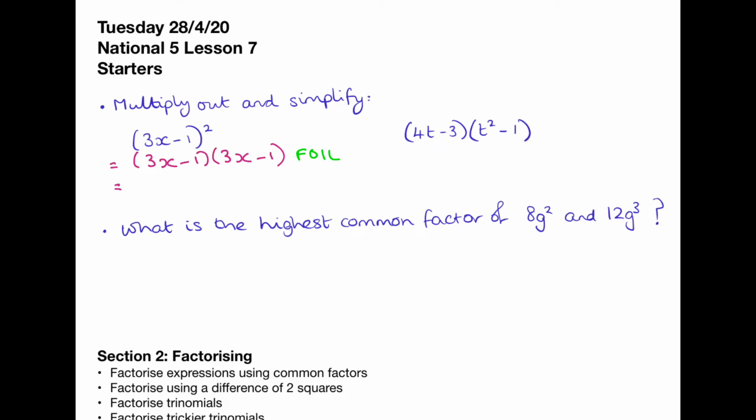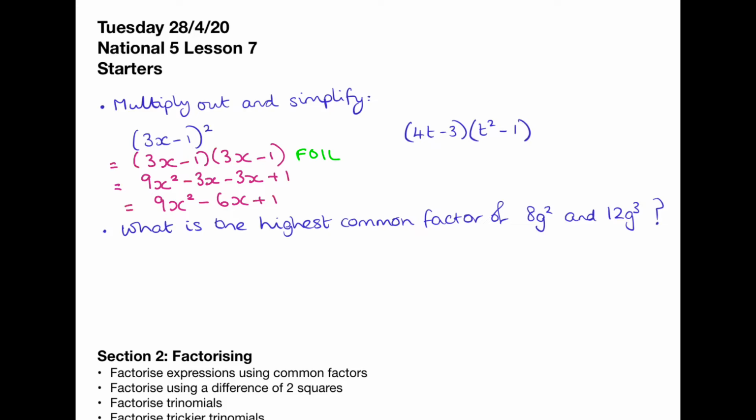So first things in the brackets, 3x times 3x is 9x squared. 3x times negative 1 is negative 3x. Then insides, negative 1 times 3x is negative 3x. And then negative 1 times negative 1 is positive 1. So altogether, remember, it's very important that you simplify once you've done this. So we get 9x squared minus 6x altogether, and then plus 1.